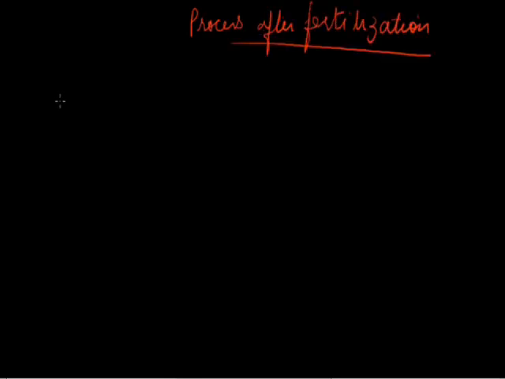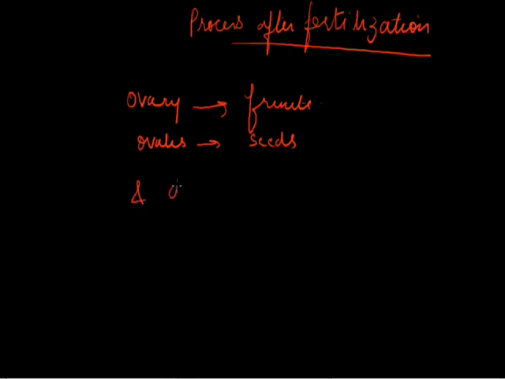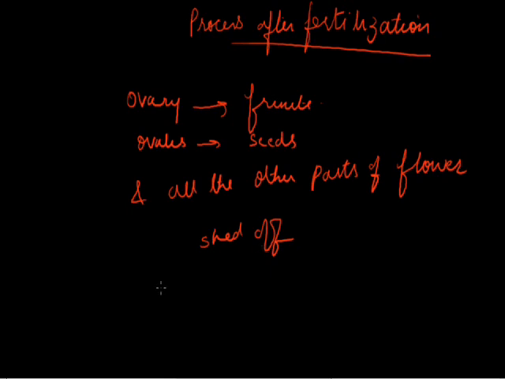So the first step was pollination, the second was fertilization. Now after fertilization, fruit and seed formation will take place. After fertilization, the ovary develops into a fruit. The ovules become seeds, and all the other parts of the flower shed off. Or in other words, we can say the fruit is a ripened ovary, and the seeds develop from the ovules. The seeds contain an embryo enclosed in a protective seed coat.